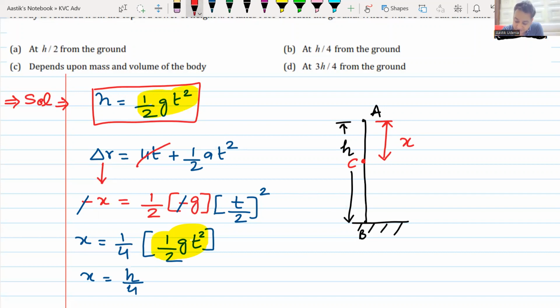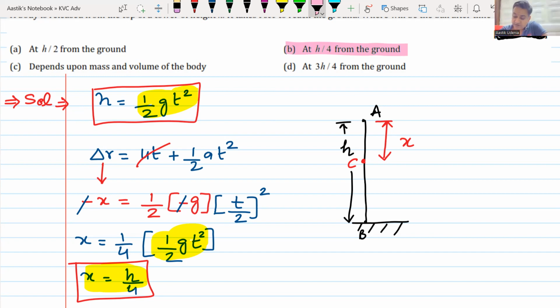Do not mark your answers in haste, because as soon as you see h by 4, you will mark away this answer. Yes, this is the answer, Option B. Is it correct? Option B. Tell me, is it correct? Option B.